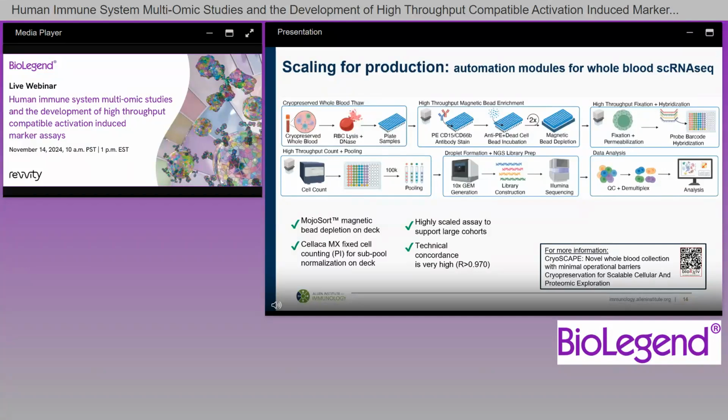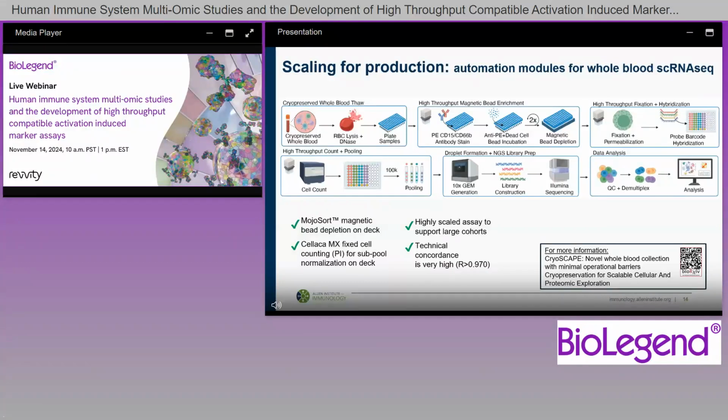You can collect 2 mils of blood, put it into 2 mils of cryopreservation media, throw it on dry ice, and that can be delivered to us, where we can then thaw the samples and walk through this protocol. You can thaw the samples and plate them, and then everything else is done on a liquid handling robot. So we'll put it through 2 rounds of magnetic bead enrichment.